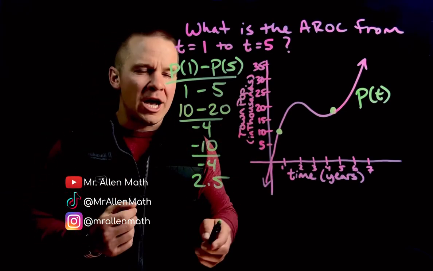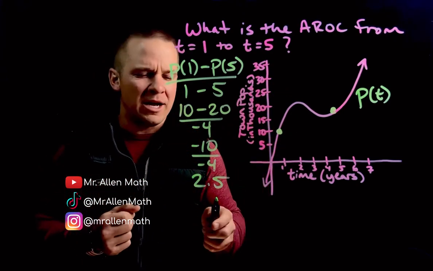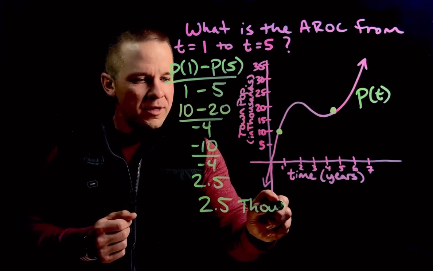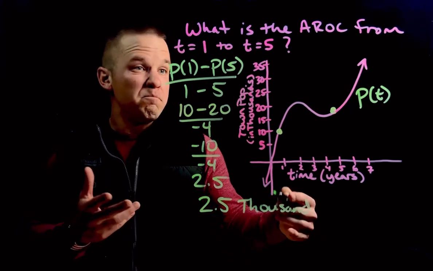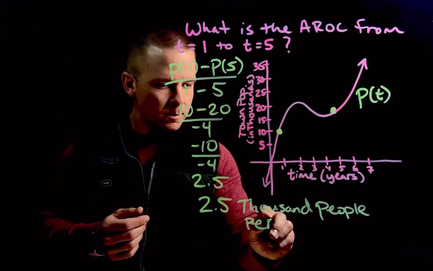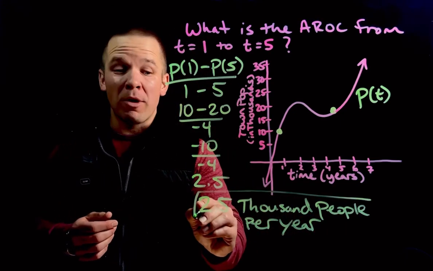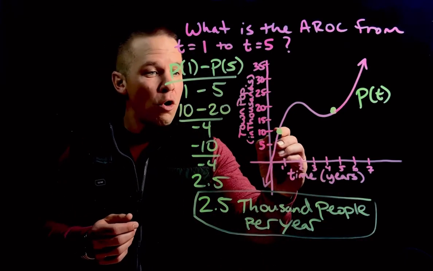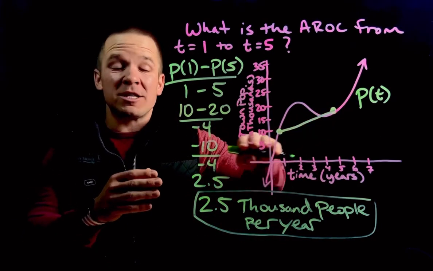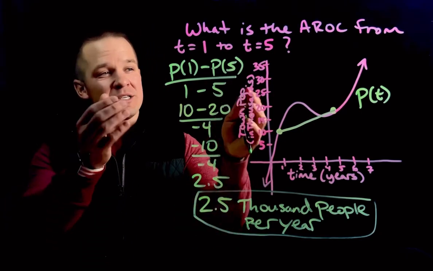But with average rate of change, we should probably label it with the time and all that stuff with respect to there. So I'm going to have 2.5 thousand people per year, right? So that's what our town population is perhaps growing by per year over this particular interval right there. And that checks out. It's got a slope there that's positive, right? And we're going up by 2,500 people per year in this lovely little town here.